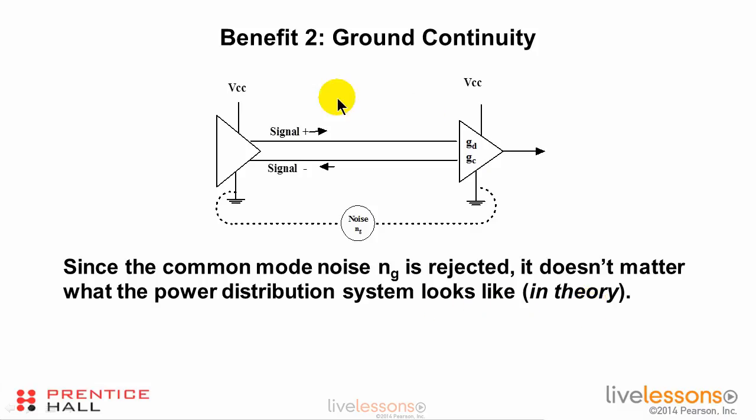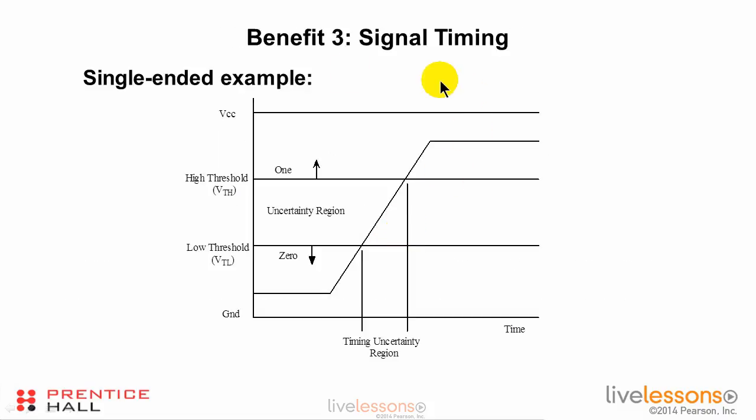But part of the theory and part of the argument for differential signaling is since the signals are on the 2 traces and there's no signal on ground, therefore we don't care if there's planar continuity or what underneath the devices. The third benefit is signal timing. In the single-ended example, we have the power up here and the ground down here. There's a high threshold above which we know we have a 1. There's a lower threshold below which we know we have a logical 0. And there's an uncertainty region in between.